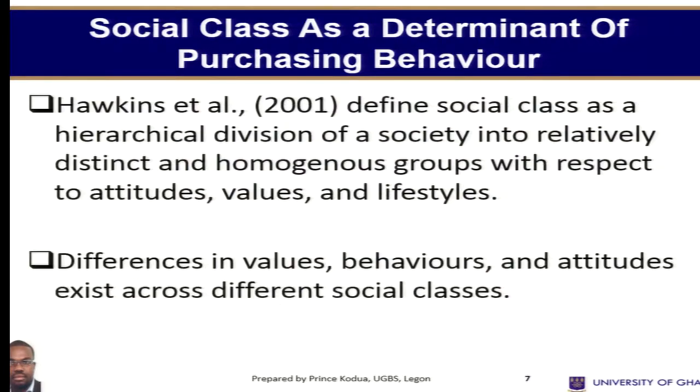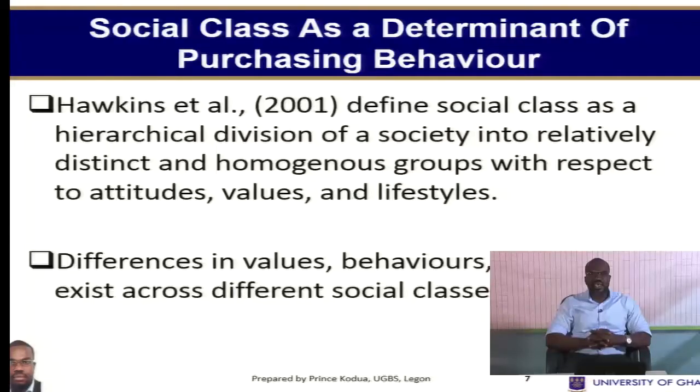We can also say that social class refers to groups of people with similar wealth, influence, and status. And of course, all things being equal, we expect people within a given social stratum to have similar tastes and characteristics and to be likely to behave similarly with regards to a given marketing offer. Hawkins et al. 2011 defines social class as a hierarchical division of society into relatively distinct and homogeneous groups with respect to attitudes, values, and lifestyle. What does this mean? All we are saying is that people within a given social stratum tend to have similar attitudes, values, lifestyle.